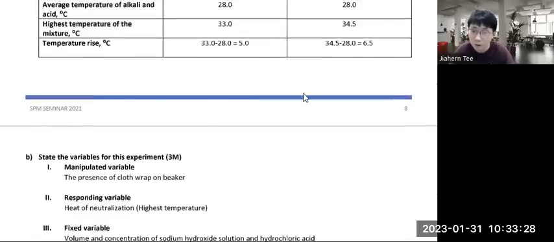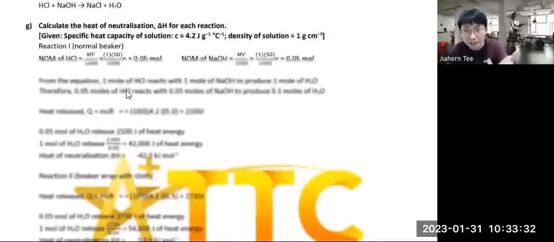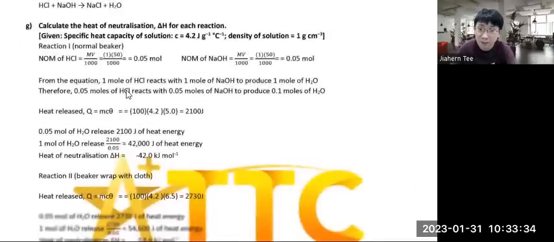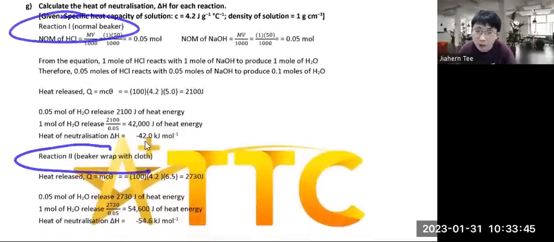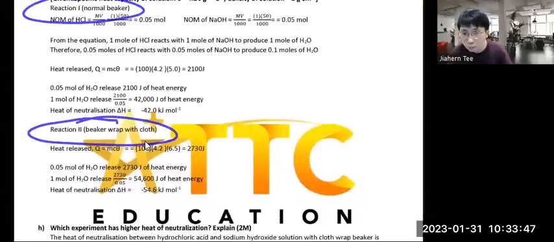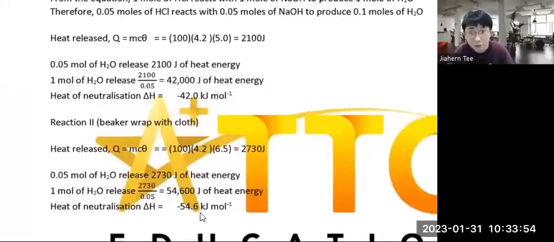So of course when the result is affected, you will affect your calculation. Just the value is affected, guys; the concept and the method are the same. You see, still MVO 1000, still ratio, still mc theta, still your delta H, everything. So this one is a normal beaker, this one is wrapped with cloth. Just try to do both experiments, you realize that the calculation comes out: the one with cloth gives you a higher heat of neutralization, the one with no cloth gives you a lower heat of neutralization. So that's the concept.